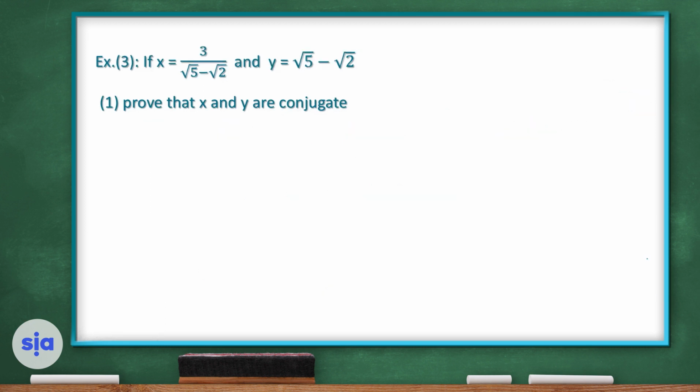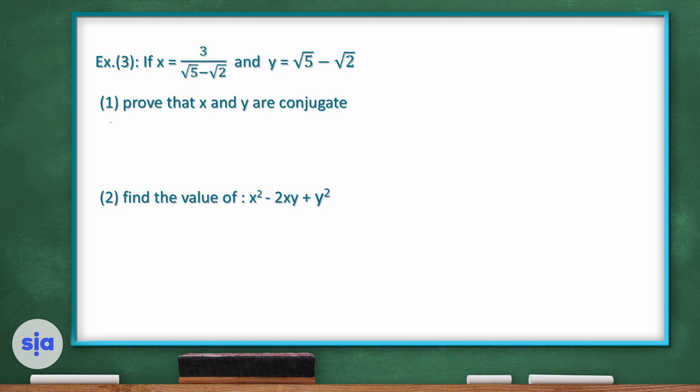Example number 3. If x equals 3 over root 5 minus root 2 and y is root 5 minus root 2, the first requirement is to prove that x and y are conjugate. And the second requirement is to find the value of x squared minus 2xy plus y squared. Let's work on the first requirement first. How to prove that x and y are conjugate numbers?